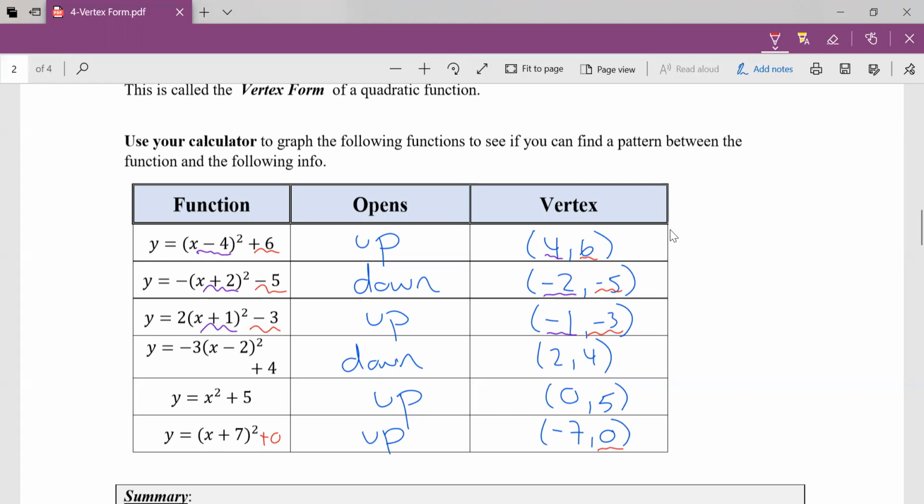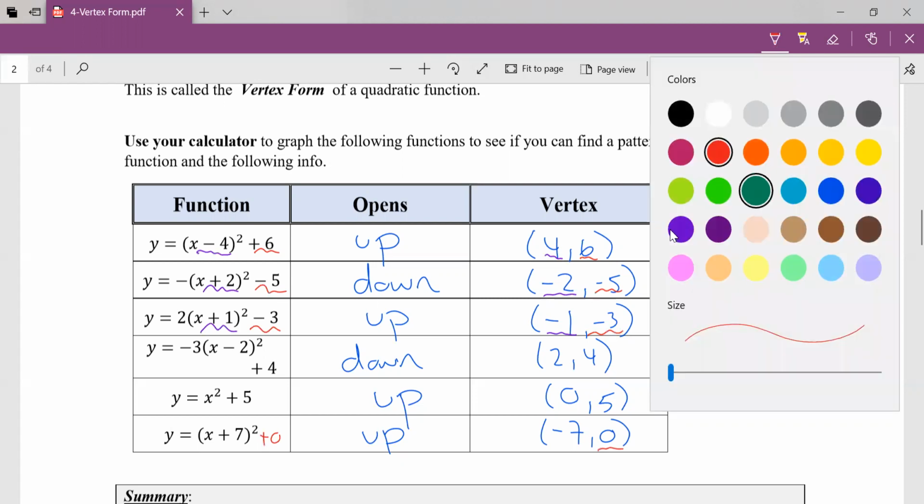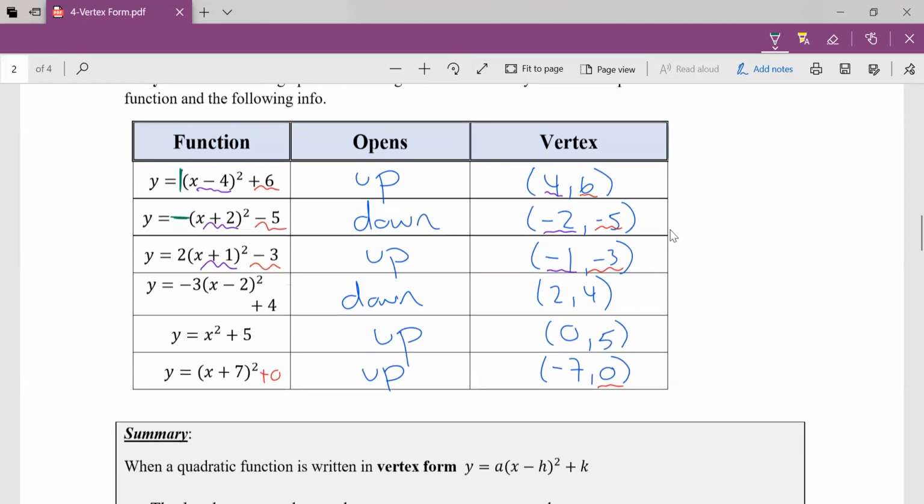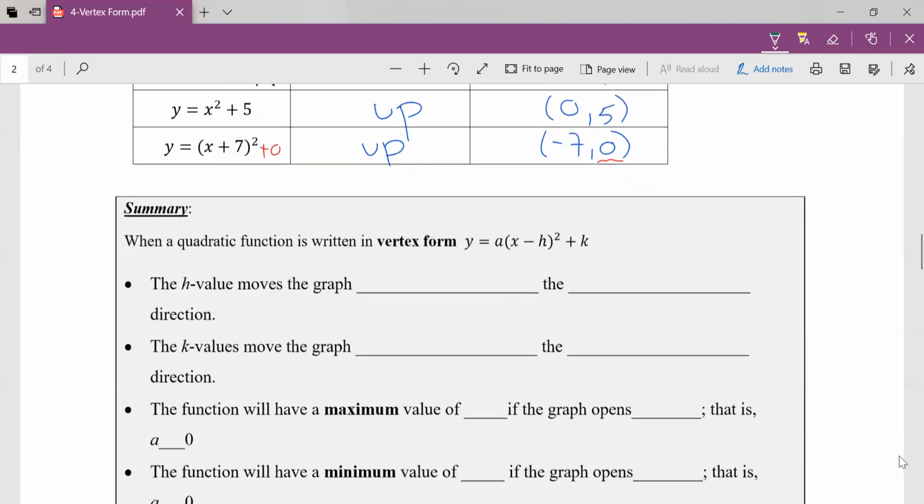And then how do I know if it opens up or down? Well, same as the last couple of lessons, I look at the lead coefficient. If it's positive, it opens up. And if it's negative, it opens down, just like that. Friends, there's vertex form. It's actually pretty easy, right? Not so bad at all.